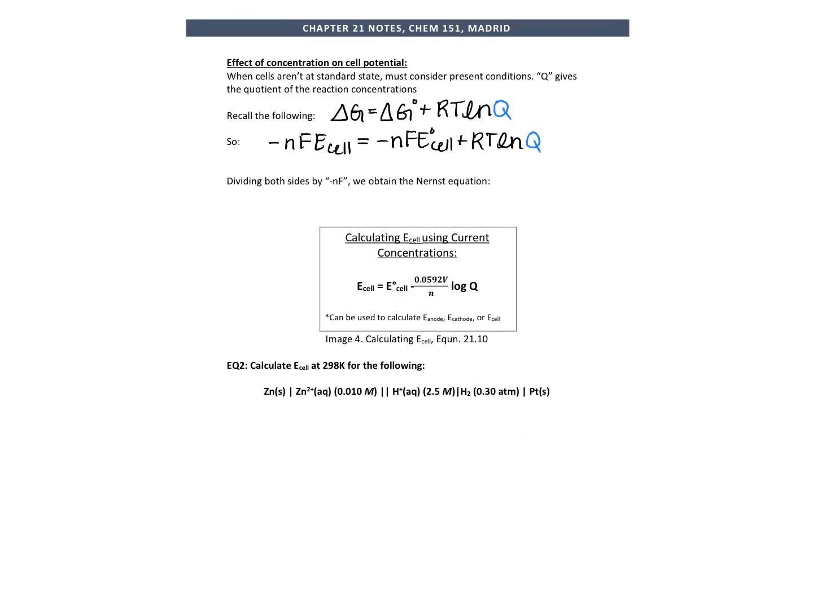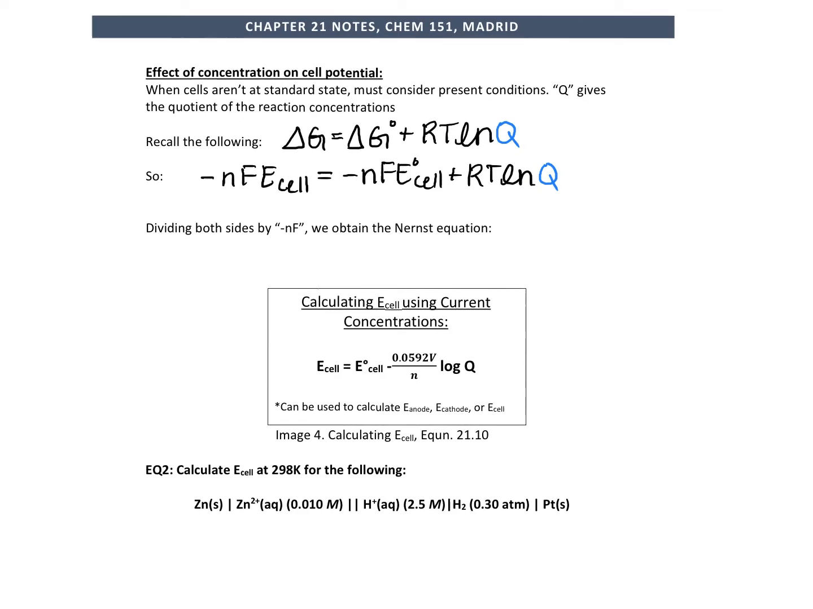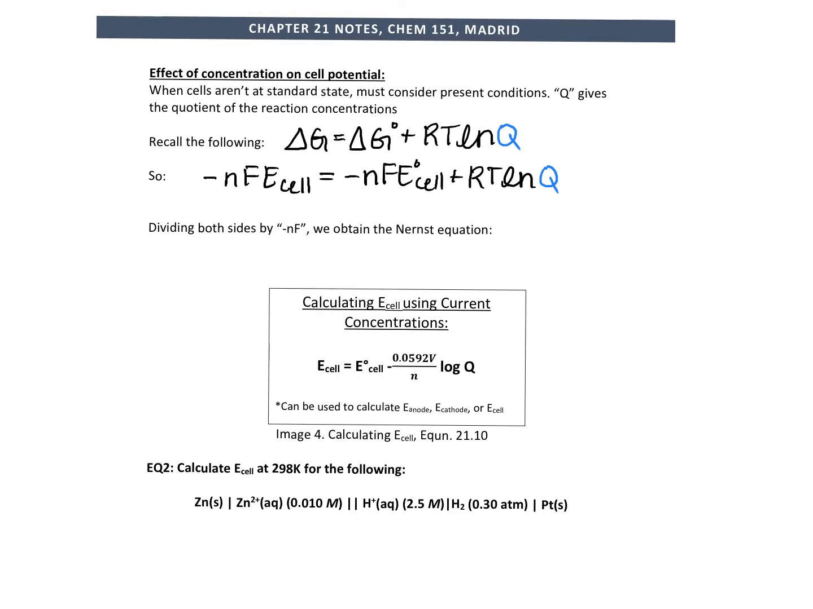All right, here we take into consideration concentration and how it affects cell potential. So far we've only looked at cell potential at standard state. I don't know why that's not zooming in. Okay, at standard state, but we're going to look at how to calculate things like delta G or E cell not at standard state. So remember that if I want to calculate delta G not at standard state, I need the standard state value for delta G, and then I need to add RT natural log of Q.